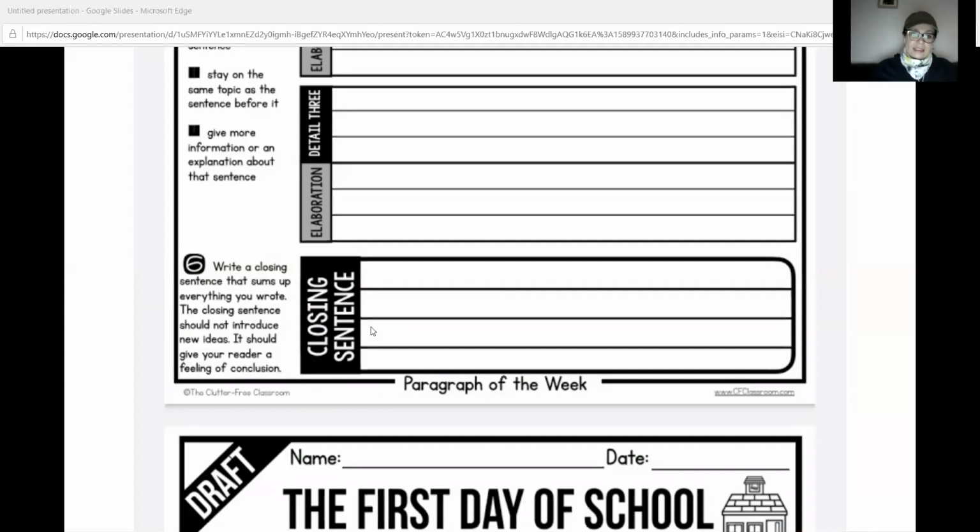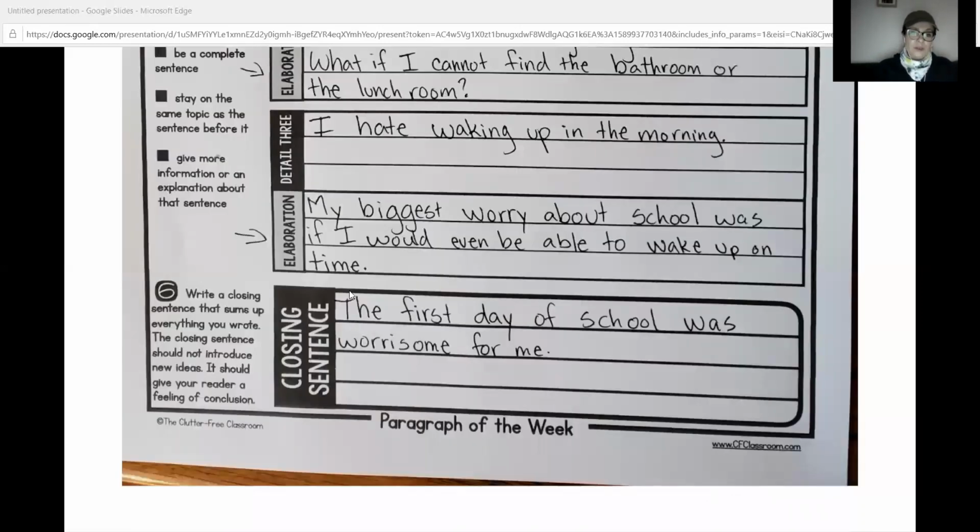At the end, we're going to write your closing sentence. What we talk about in the classroom is the closing sentence always restates the topic. You are saying the topic again, but in a different way. So for my conclusion sentence, I wrote, the first day of school was worrisome for me. At the beginning, I said that I was worried about it. At the end, I'm saying I was worried about it. It means the same thing.